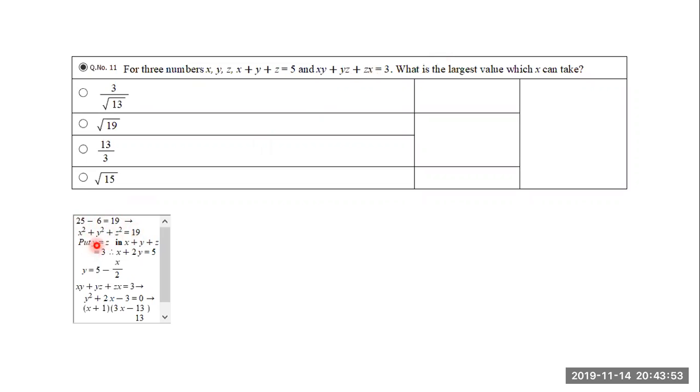Yes. Right? And then put y is equal to z in x plus y plus z. Then x plus 2y is equal to 5. Therefore, y is equal to (5 minus x) by 2. Sorry, I made a mistake here. y is equal to (5 minus x) the whole divided by 2. Got it?